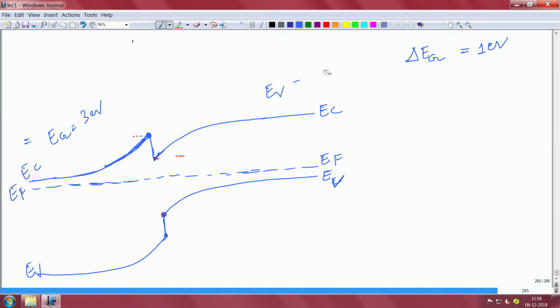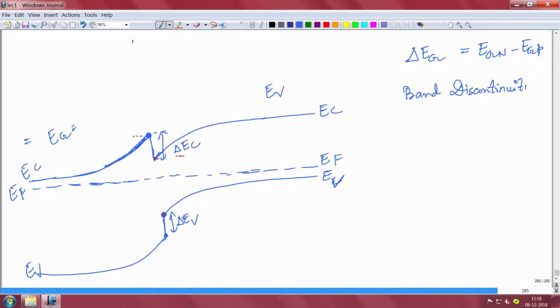So essentially that delta Eg is the band gap on the bigger side, capital N, minus the band gap on the smaller side, small p. That is what is happening, and this gap that is formed is actually delta Ec and this is called delta Ev. These are called band discontinuities. This is called the conduction band discontinuity, and this is called the valence band discontinuity.